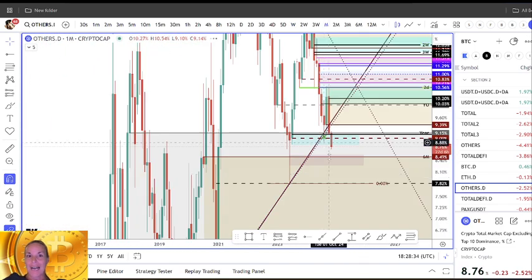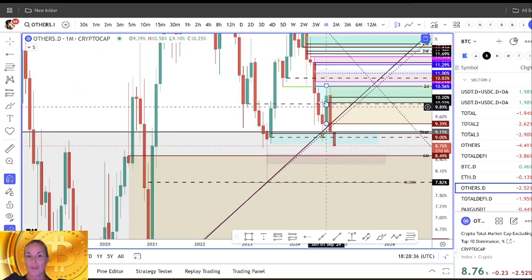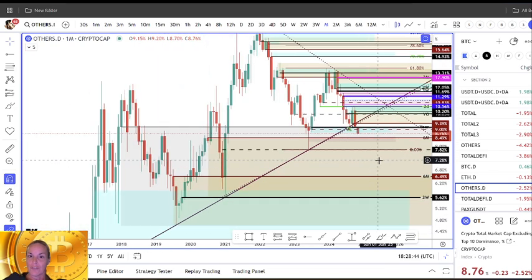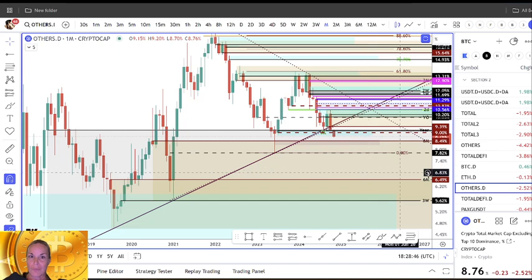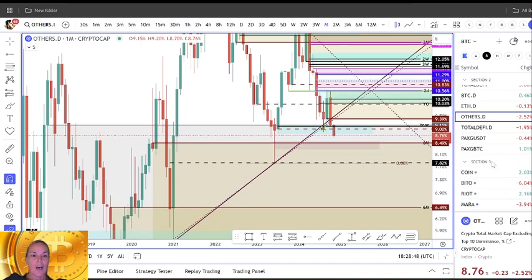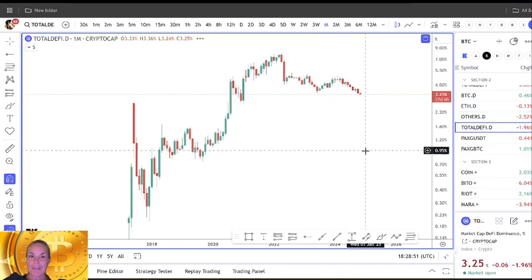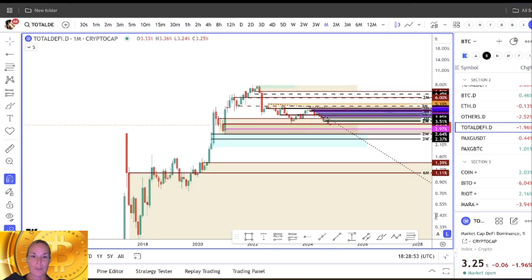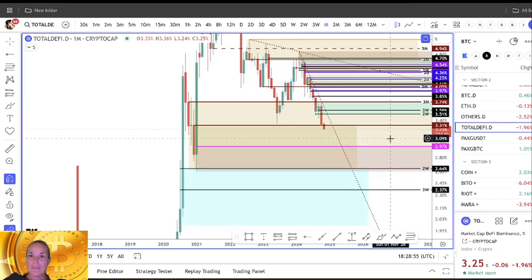But also on this, we now have a monthly supply put in, and on quite a few alts, we see this similar structure of monthly supply. So even if we do get another bounce, it's likely to not get very far. So this is not very good for the alt market from what I see at the moment. And total DeFi dominance is basically the same. It's still looking quite ugly.